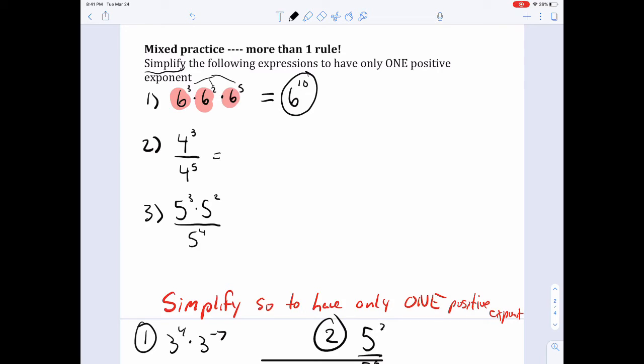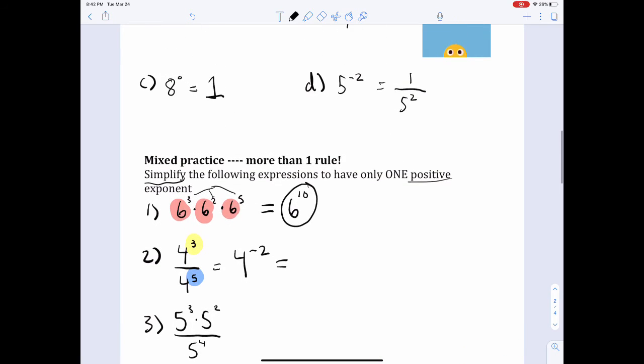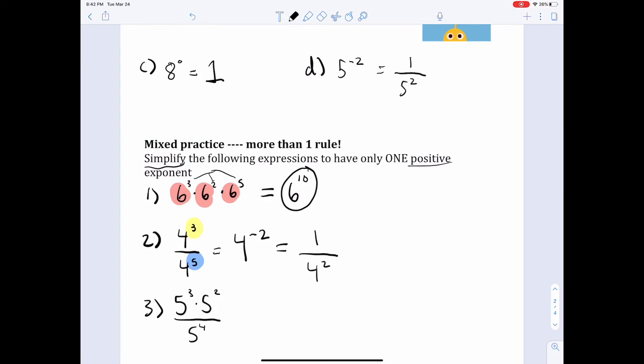4 to the 3rd over 4 to the 5th. We can use our quotient rule. So 3 minus 5, be careful. It's the top, the 3, minus the bottom, the 5. So 3 minus 5 is actually going to give us negative 2. And we have to use another rule because we don't have a positive exponent. We're going to use the negative exponent rule. And if you remember from D right there, how we do that is we're just going to bring the 4 squared to the bottom, and the exponent is now positive.